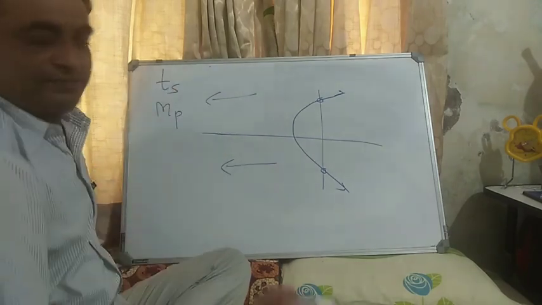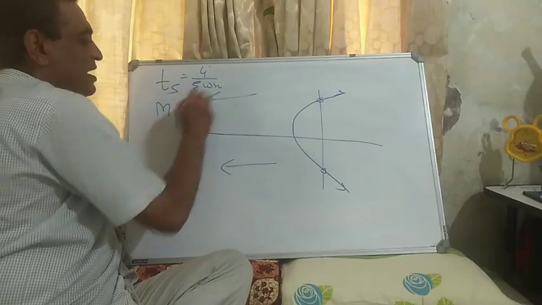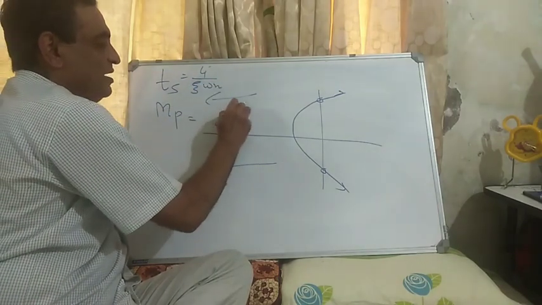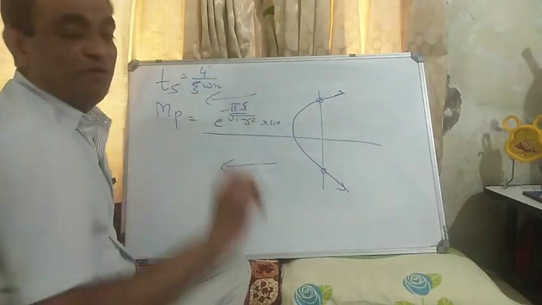overshoot, etc. So Ts is nothing but 4 upon zeta omega n, and Mp is nothing but e raised to minus pi zeta upon under root of 1 minus zeta squared, into 100 in terms of percentage.